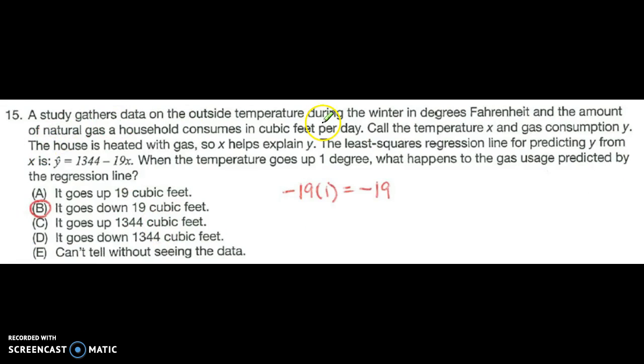In question 15, we have a prediction equation about outside temperature and heating a house. So I have 1344 minus 19x. They want us to interpret the slope. So when the temperature goes up 1 degree, what happens to the usage predicted by the regression line? Well, I have negative 19, so that means it's going to go down 19 cubic feet.